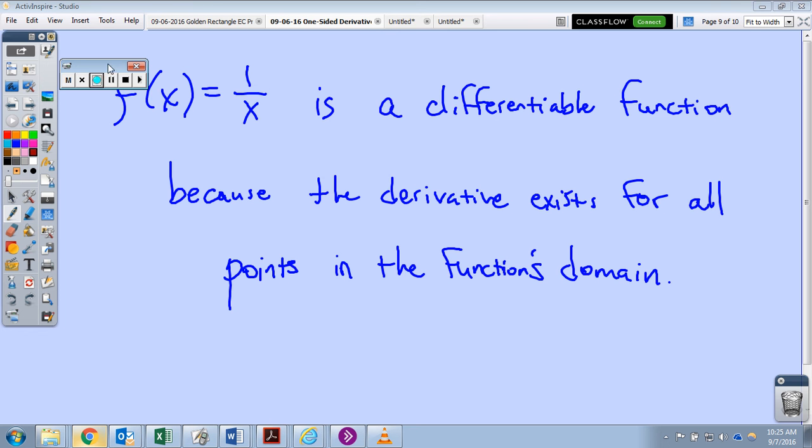So I need to clarify something. To find something that is not 100% true, I would first admit it, and I need to clarify this: this is a differentiable function because the derivative exists for all points in the function's domain. So we know that 0 is not part of this function's domain, but all other real values are part of the domain. So this would be considered differentiable.